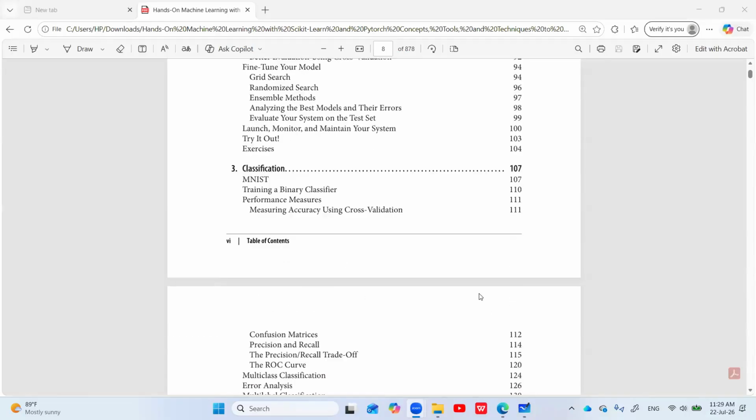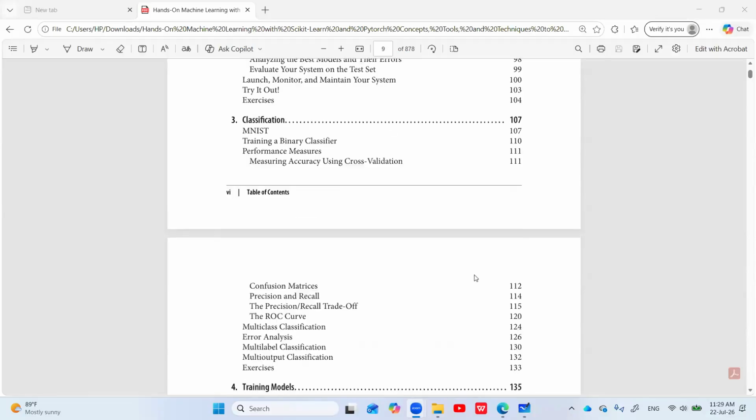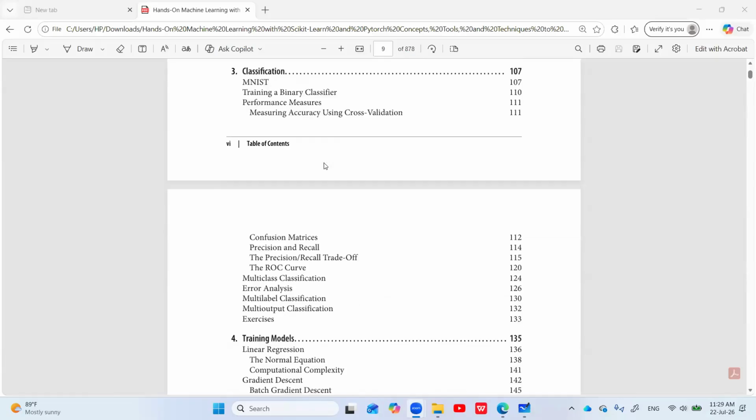Chapter 3 is basically classification, and there we will be using the MNIST data set and learning how to make a binary classifier, performance measures, cross validation, confusion matrices, precision and recall, the precision-recall trade-off, and the ROC curve. All of these performance measures we will understand deeply using this third chapter.